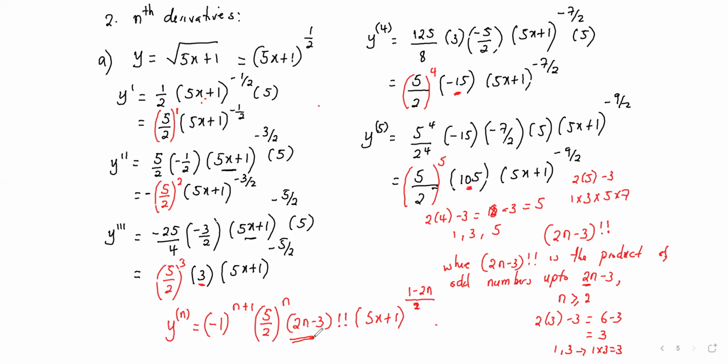Not so nice because of that part where we have to explain something. So you need to write this statement. Okay, so you say where this is part of the answer, up to even this one. So you say where 2n minus 3 double factorial is the product of odd numbers up to 2n minus 3 for n greater or equal to 2.